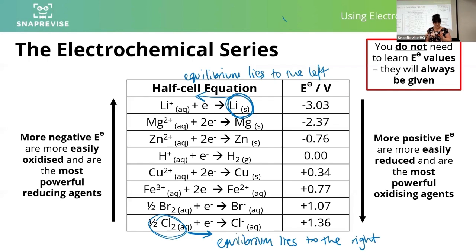You don't need to learn the E cell values. They will always be given to you either in the question or in your data booklet. So don't bother learning them. There's no point.